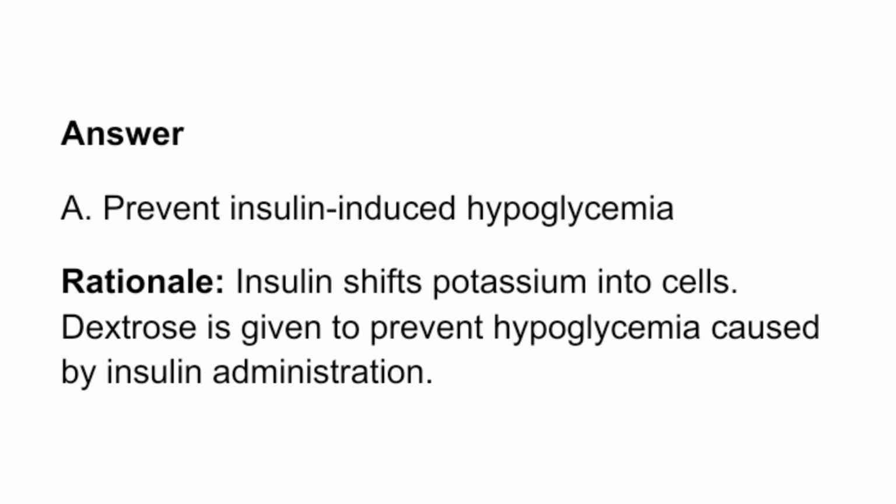Answer. A. Prevent insulin-induced hypoglycemia. Rationale. Insulin shifts potassium into cells. Dextrose is given to prevent hypoglycemia caused by insulin administration.